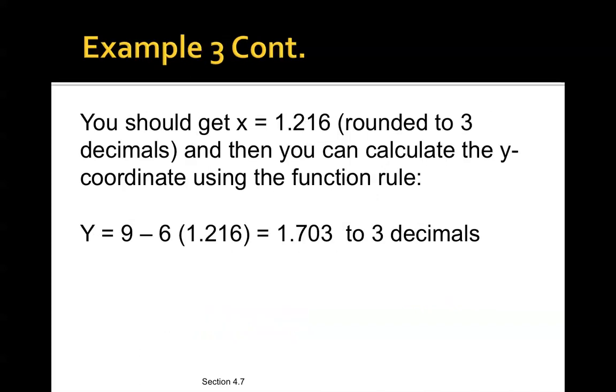So when you do this, you should get x equals 1.216 rounded to 3 decimals. And then you can calculate the y coordinate using the function rule. So then you just plug it in and you get 1.703.